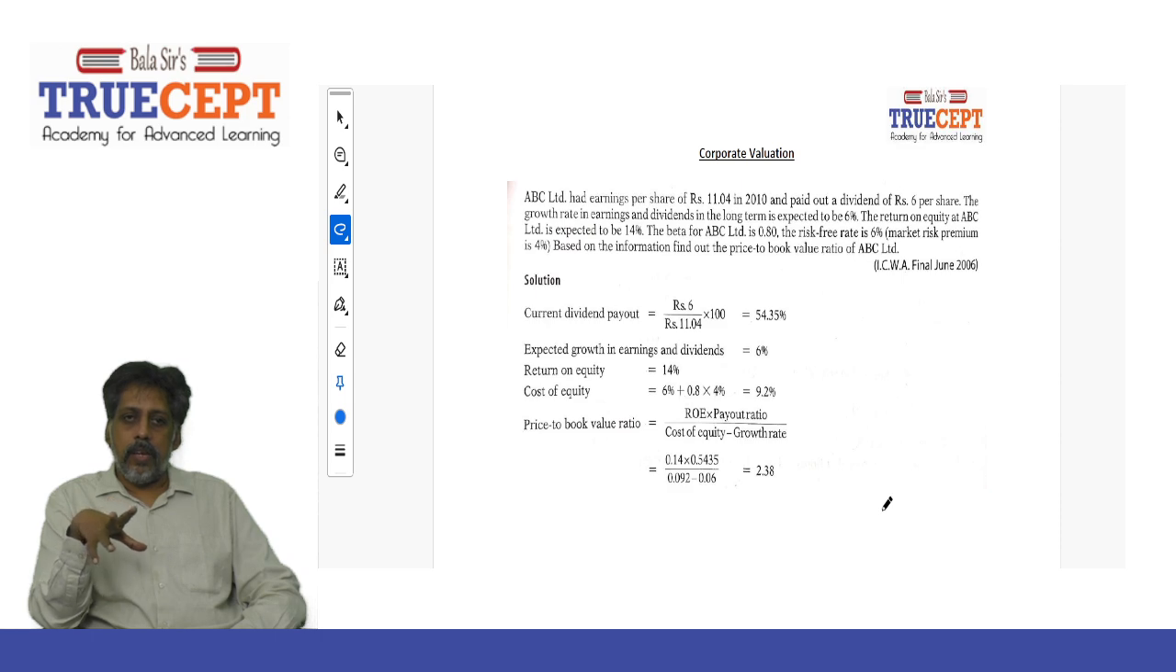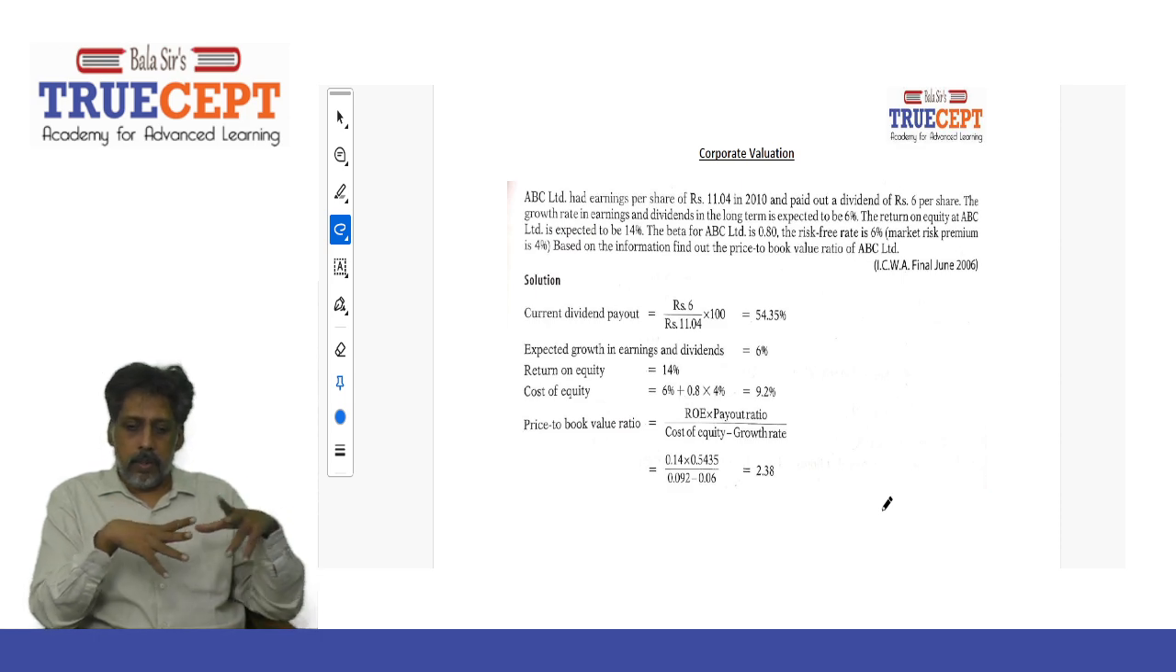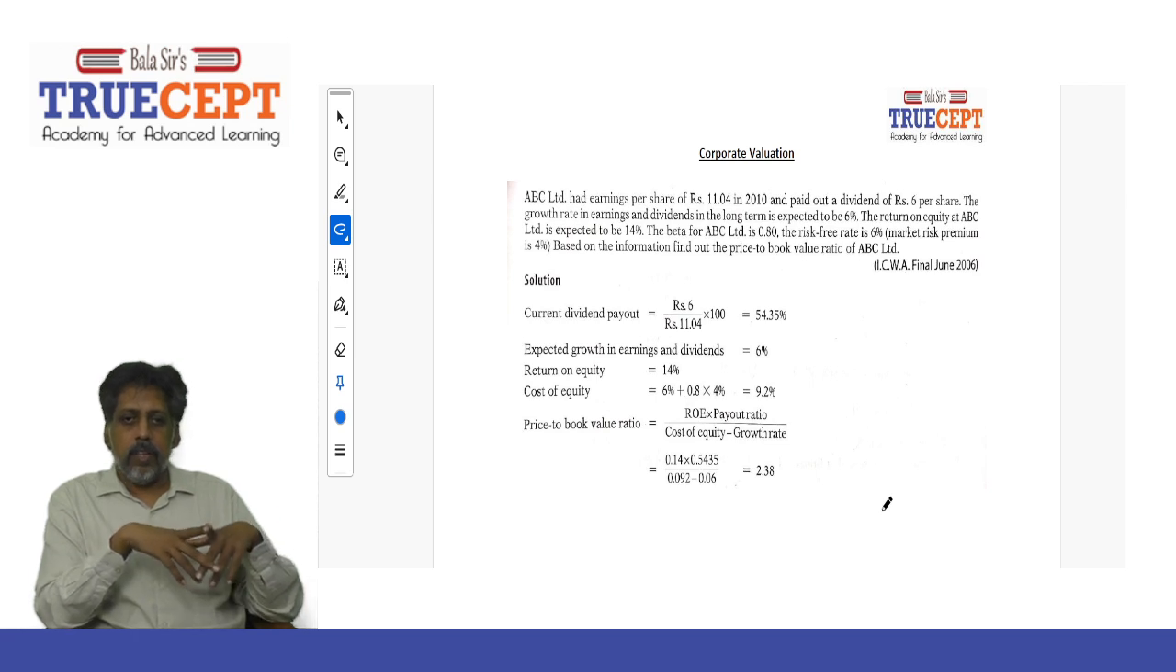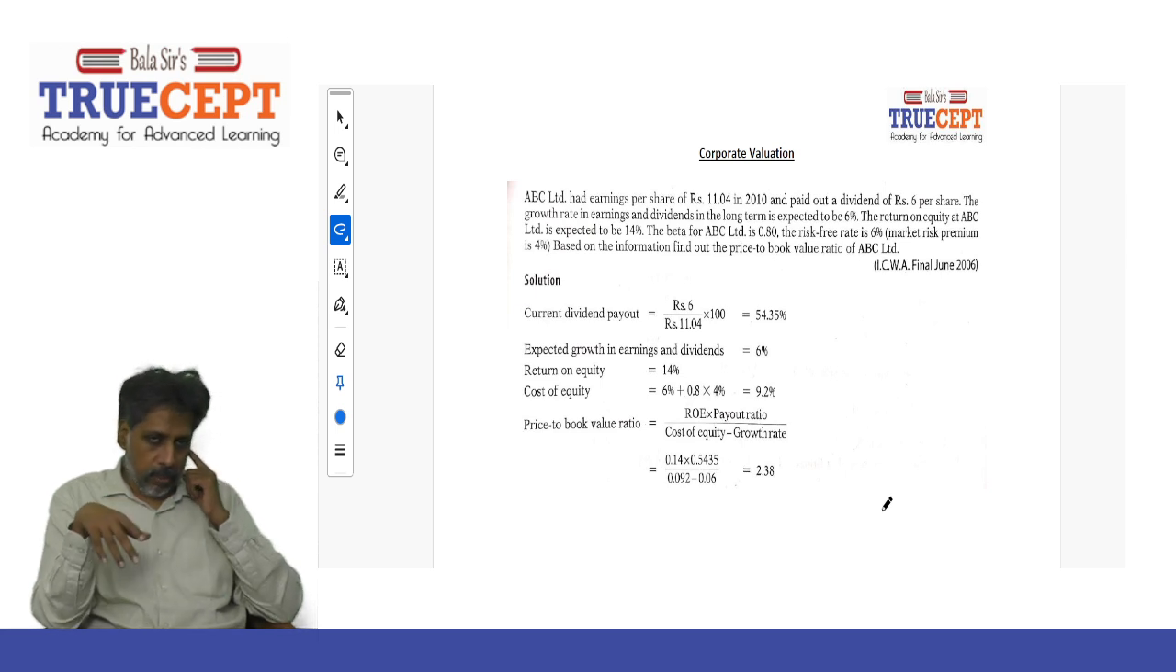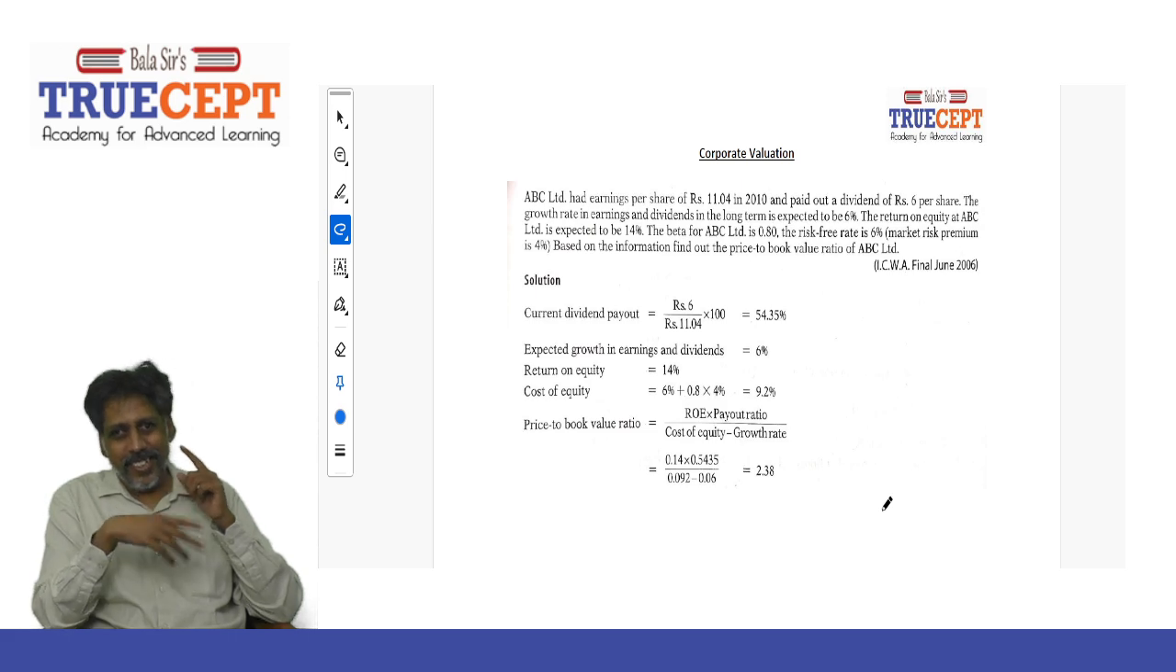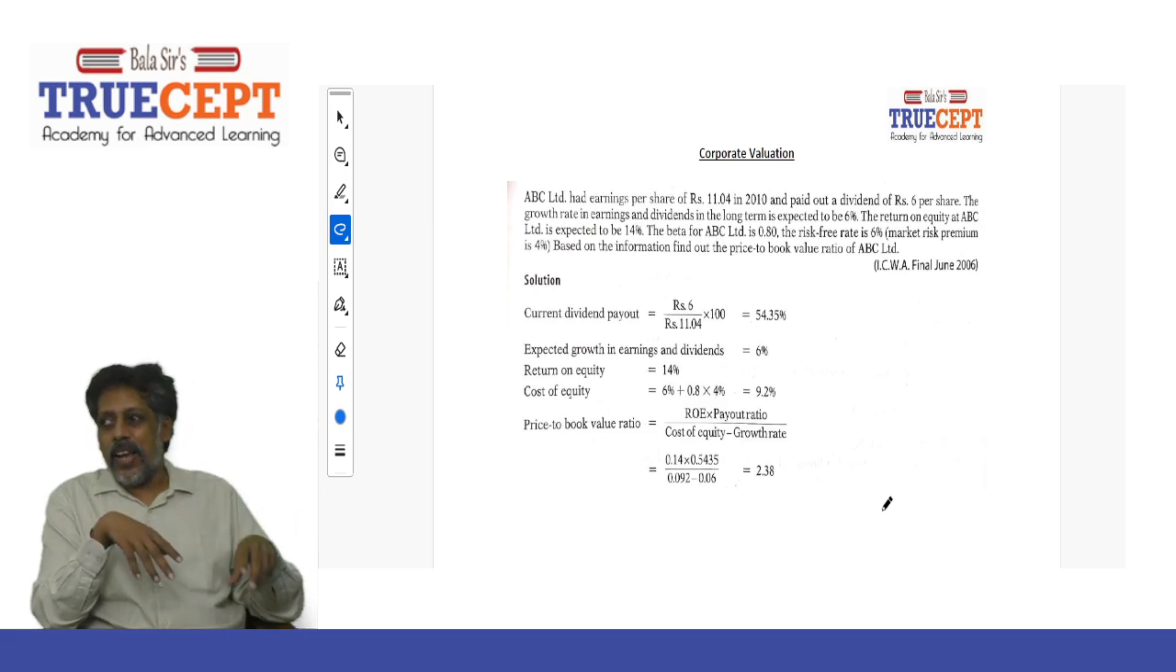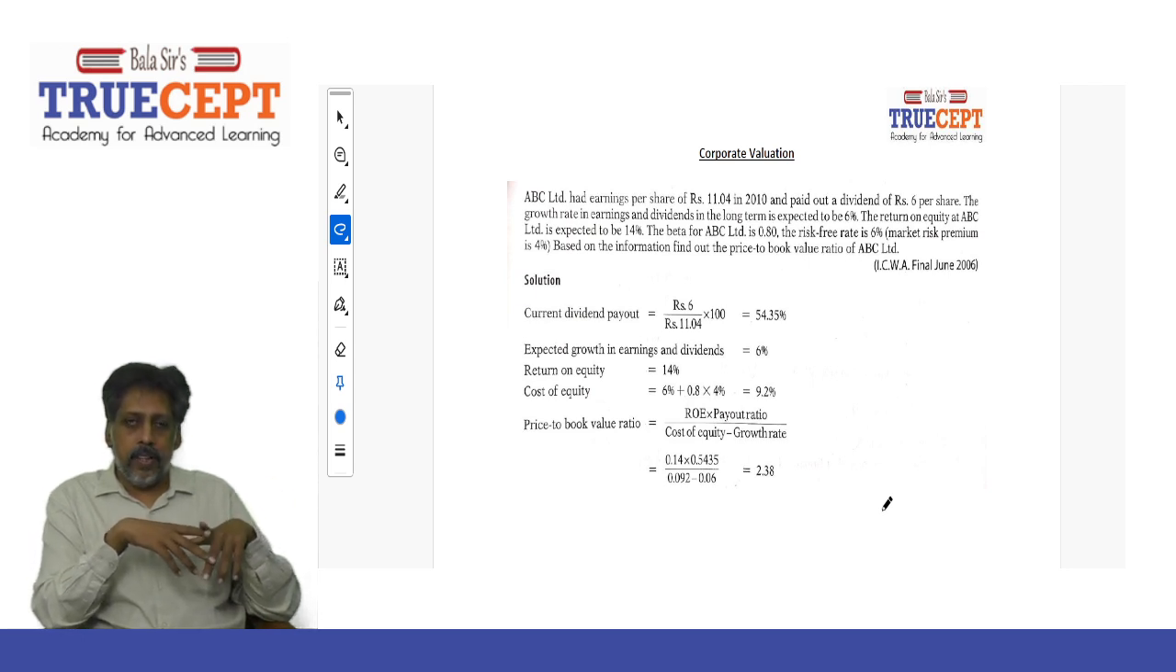This can be an MCQ for 2 marks, where you have been asked to calculate the price to book value ratio. Exactly. Now let us go ahead and take on this example.